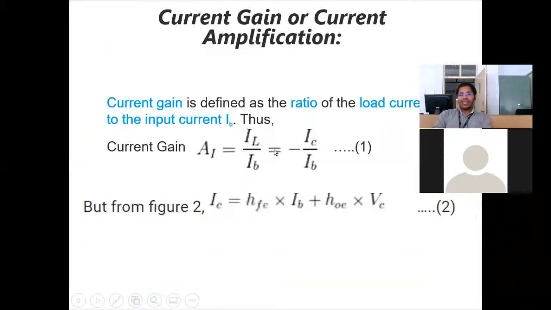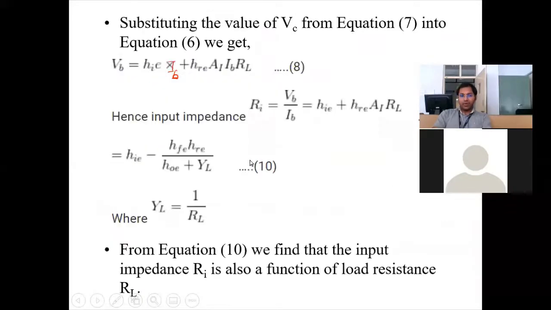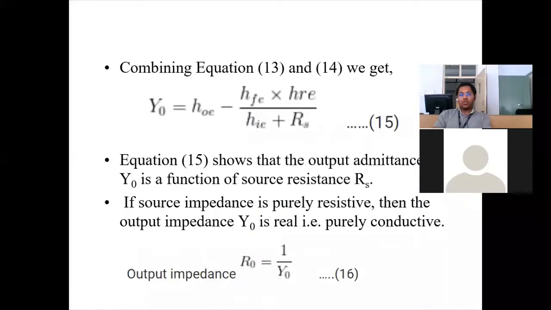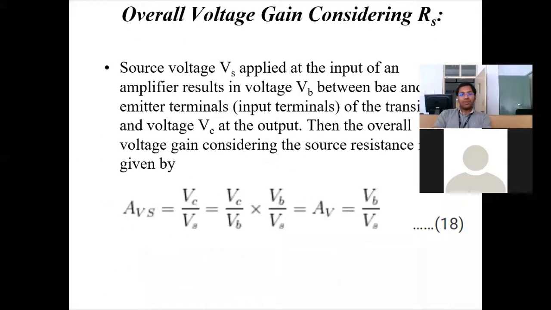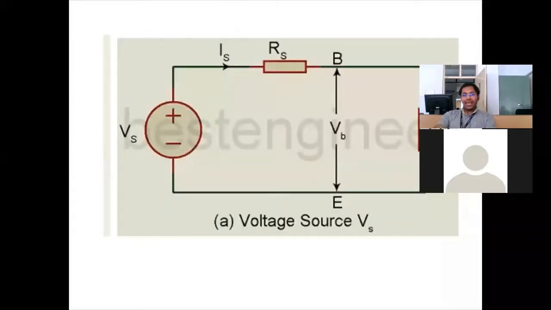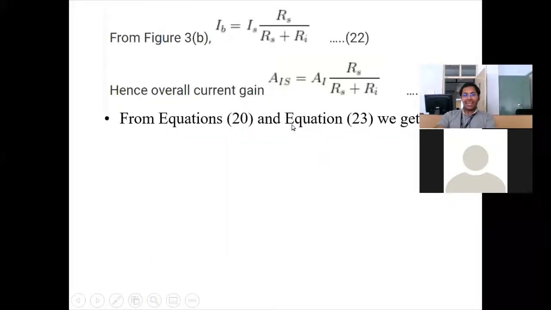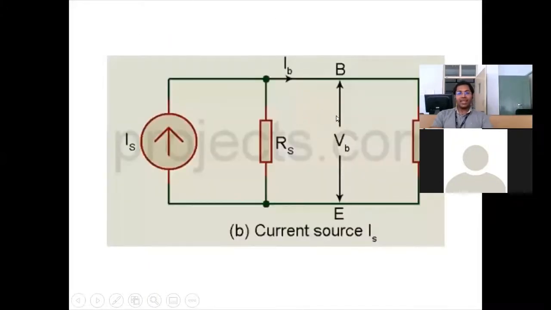We have already analyzed current gain, input resistance, voltage gain, and output admittance. Also, we have found the overall voltage gain by considering the source resistance. And then we also found the overall current gain, which is output current by source current. How did we do that?